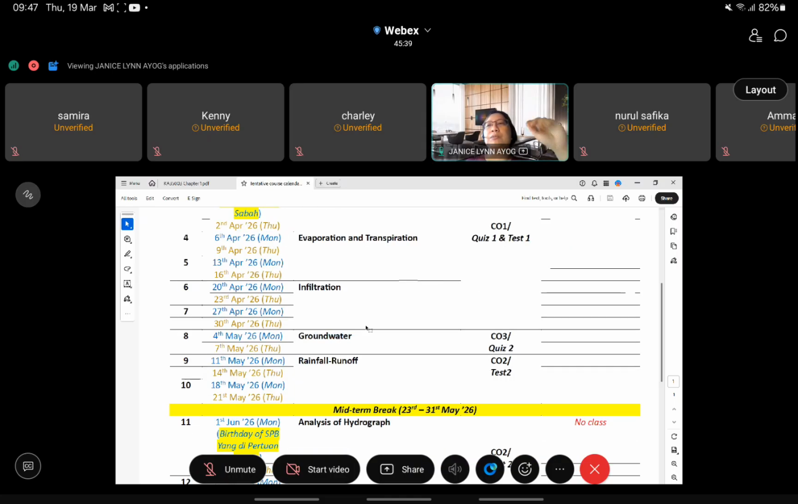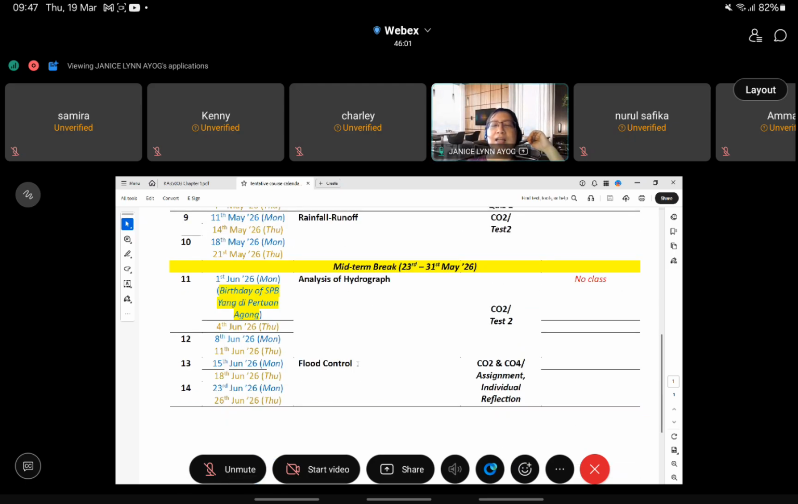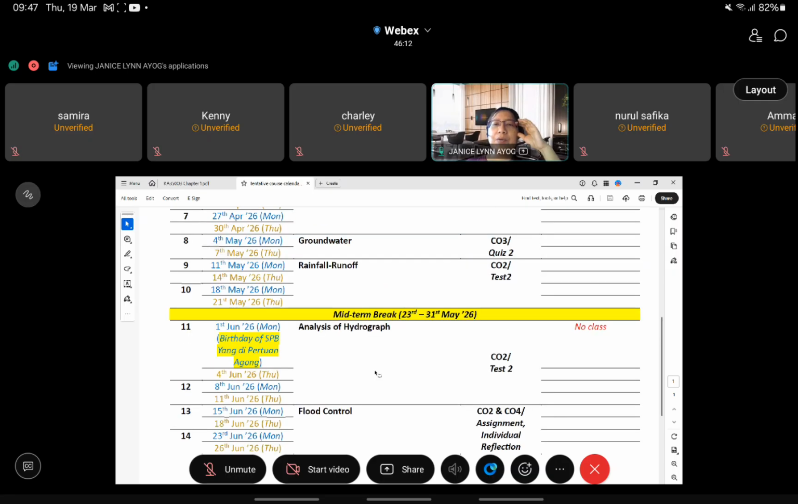Now, if you refer to the previous semester's course, the groundwater is at the last week of the course. But I decided to move it up, so there's a flow to that. Also, I want to dedicate your assignment for flood control. So the last 2 weeks is going to be based purely on your assignments. So there will be a change.